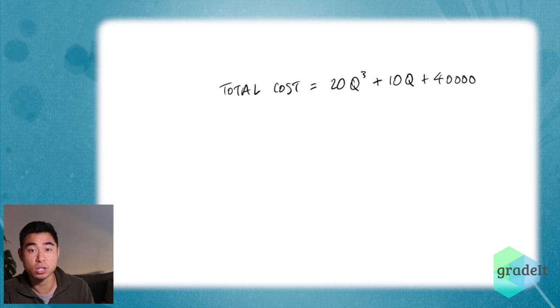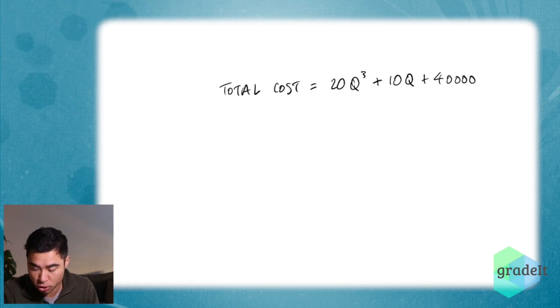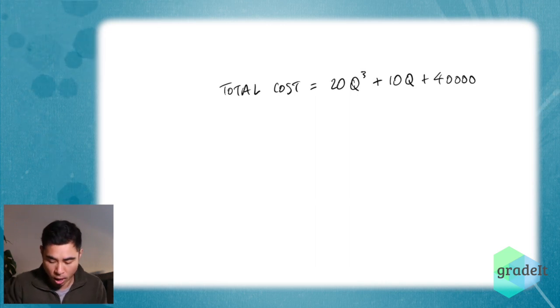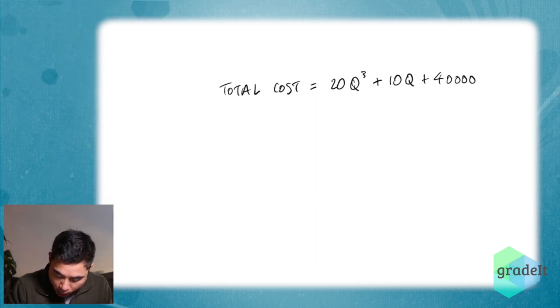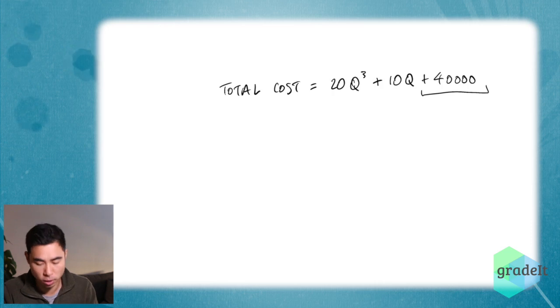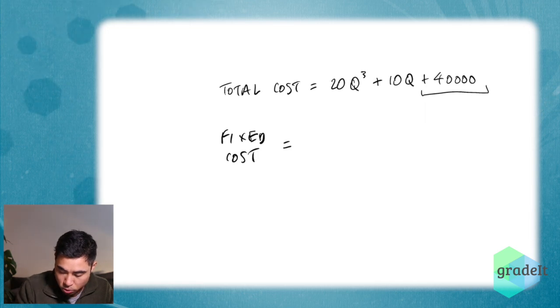And the first question asks us to look at our total cost function there and identify fixed cost. So remember, the definition of fixed cost is cost which does not vary with output or quantity. So you can see here, out of these three terms, a constant term which does not vary with quantity is plus 40,000. Okay, so fixed cost equals 40,000.